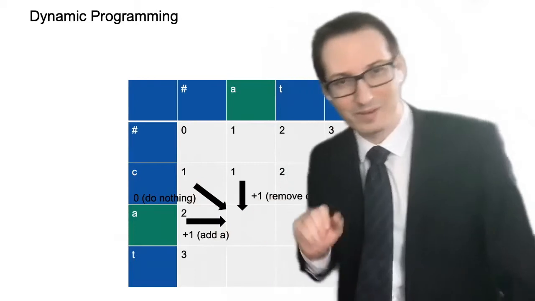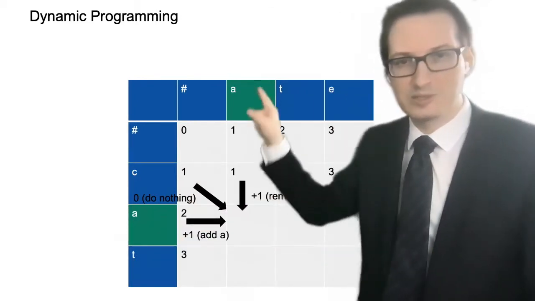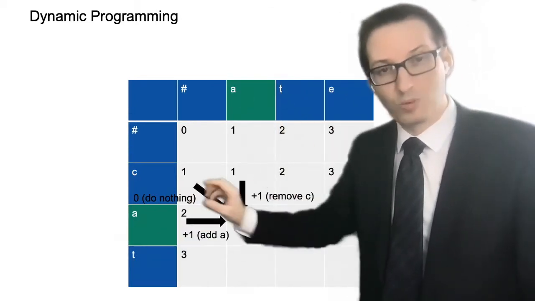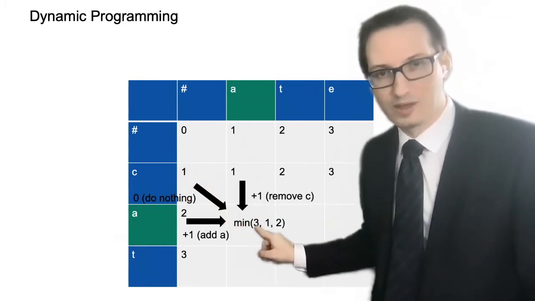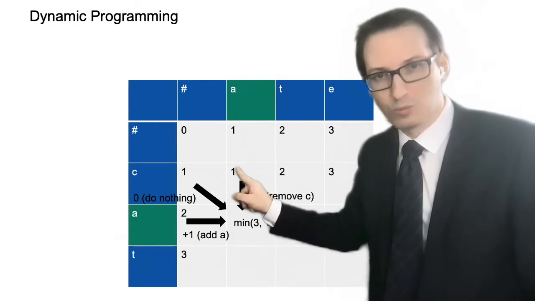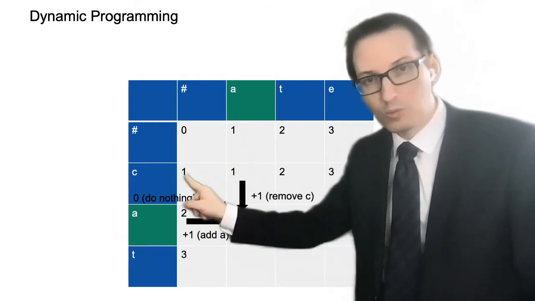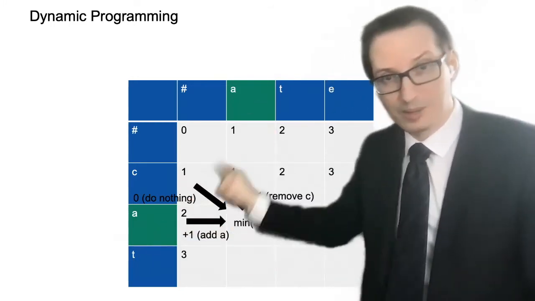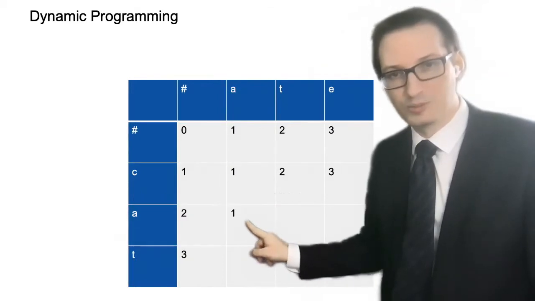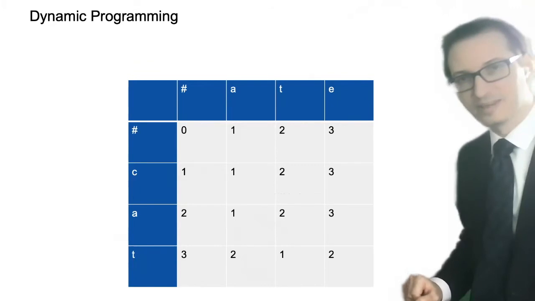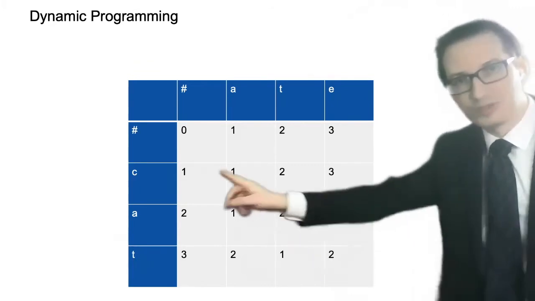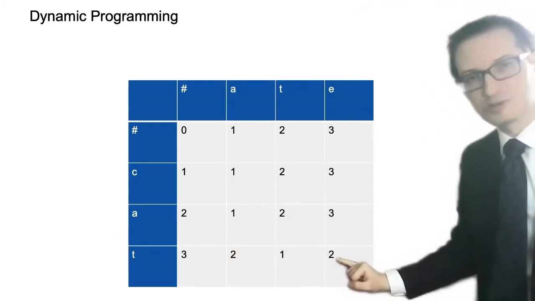That's 0, right? So if the letter here is the same as the letter here, what you do is copy just that number over there, right? So it's 2 plus 1, that's 3. 1 plus 1, that's 2. 1 plus 0, because it's the same letter here and here, gives you a 1. So the minimum is 1. And you just continue filling the table like this. And now you have the distance between cat and at. That's a distance of 2.